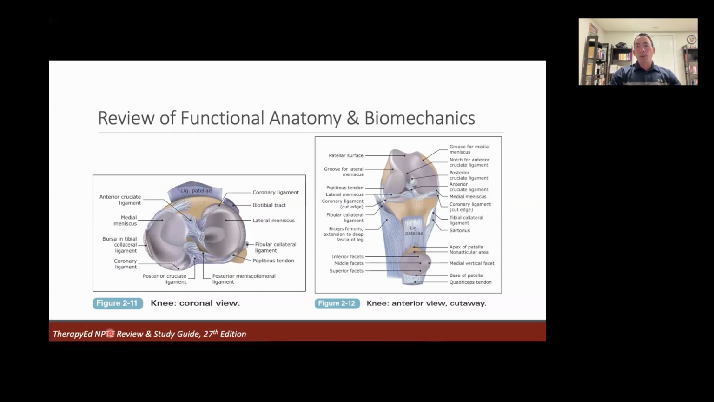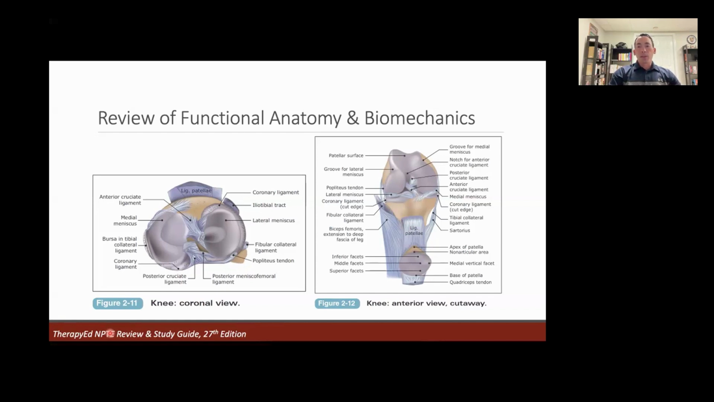Now the LCL is attached proximally at the lateral femoral condyle and travels distally to the fibular head, where it joins with the tendon of the biceps femoris muscle to form the conjoined tendon. And unlike the MCL, this one is not a thickening of the capsule, but a separate ligament throughout much of its length, and therefore is considered an extracapsular ligament.